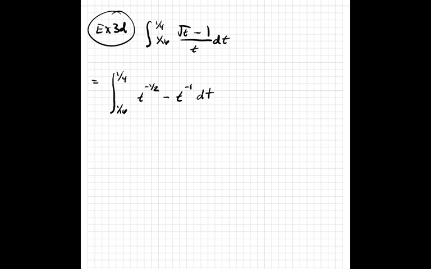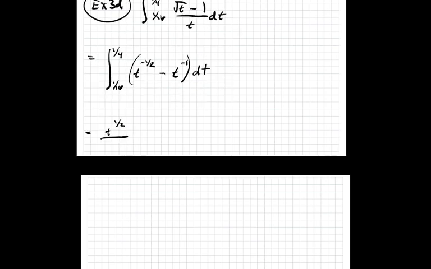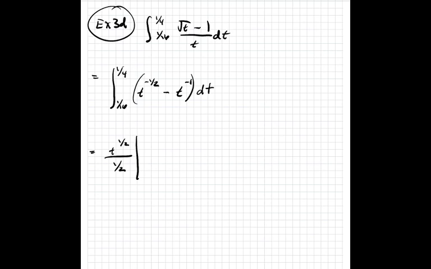So this can become, I'm going to go ahead and do the first one. If we add 1, 1 plus a negative half becomes a positive half. So that becomes t to the power of a half divided by a half, evaluated from 1/16 to 1/4. Normally it should be minus that part, but the double negative makes it a positive.